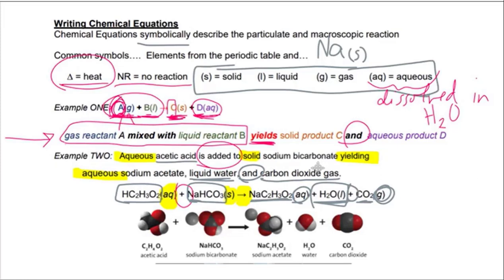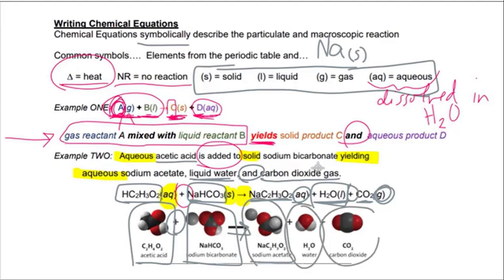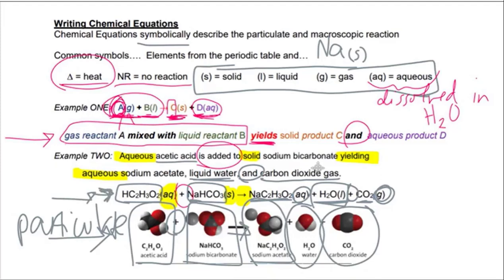And then below it is just depicting the same thing, but it's showing us the molecule. So we can see this acetic acid plus my sodium bicarbonate yields sodium acetate plus water and carbon dioxide gas. So this shows me the particulate level. And this is my symbolic, showing me the symbols, right?